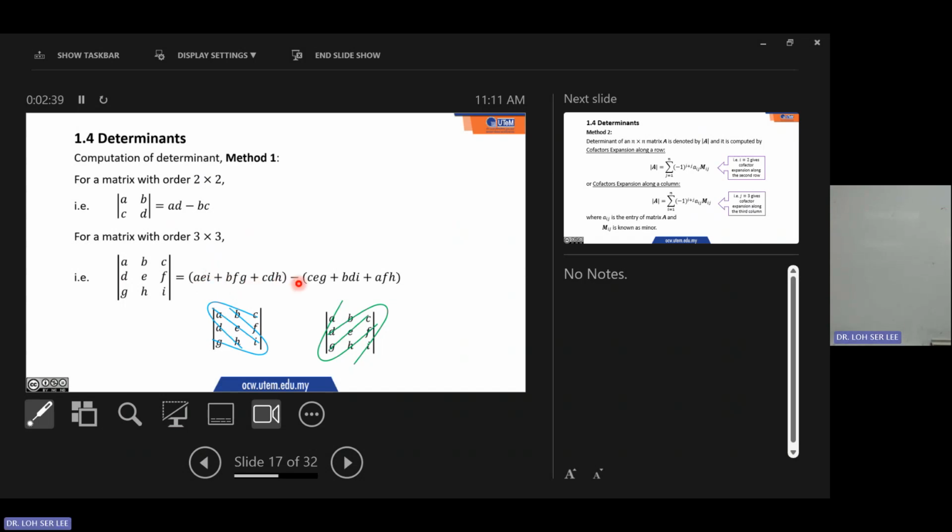Then minus another direction, this direction. So C, E, G, one group. B, D, I, one group. F, H, A, one group. Then you get the first sum minus the second sum. I will show you one example first.